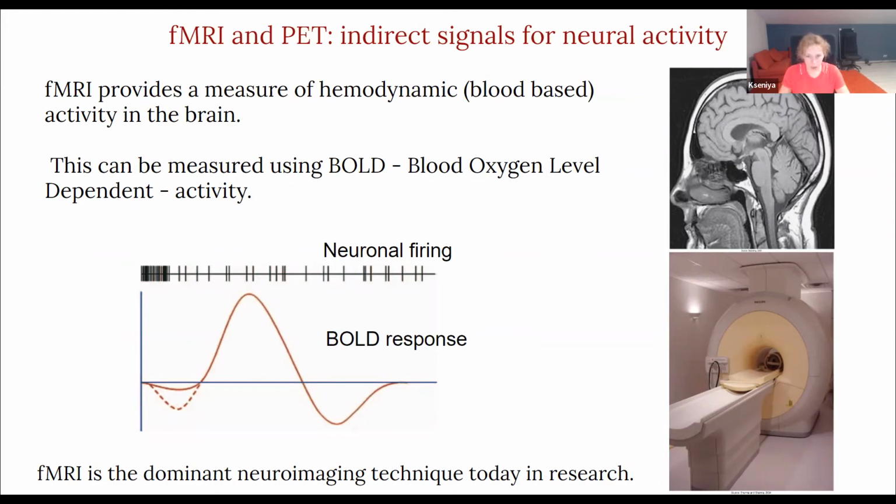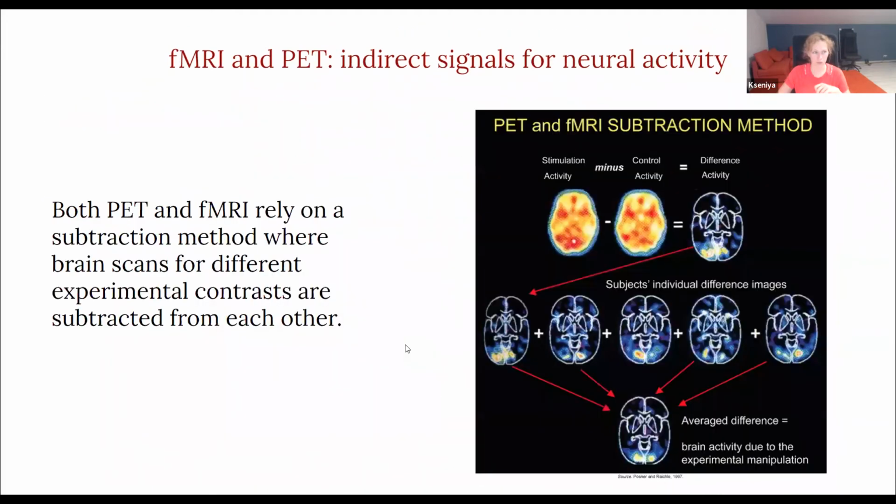So MRI and fMRI are indirect methods, so we don't measure the neuronal activity with the help of fMRI. We just measure blood oxygen level dependent activity. So you see the difference? We know that there is a connection between neuron activity and blood oxygen level, and they should correlate, but we don't measure the activity of neurons, we measure the blood oxygen level.